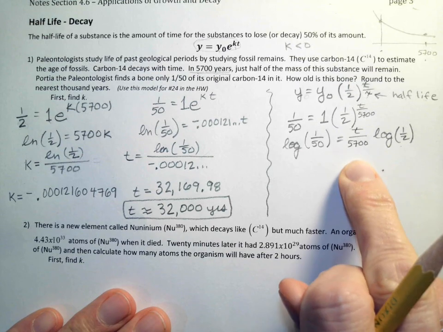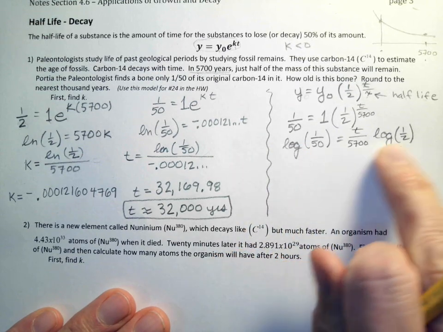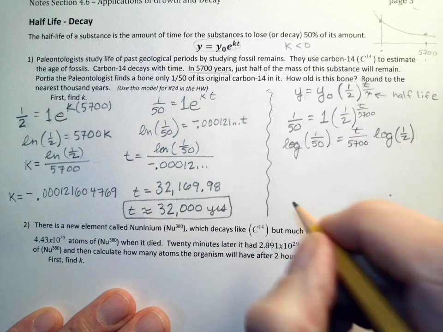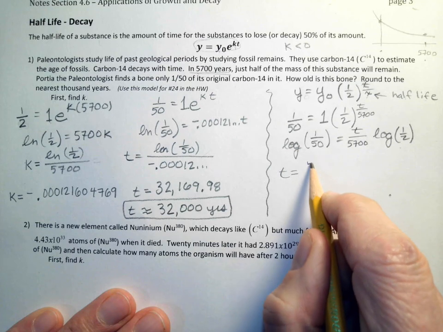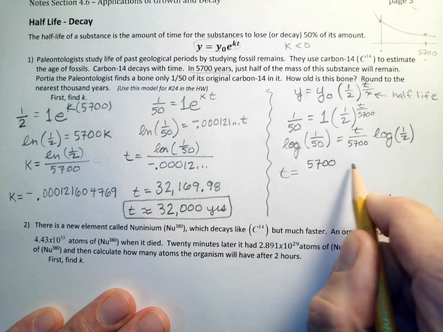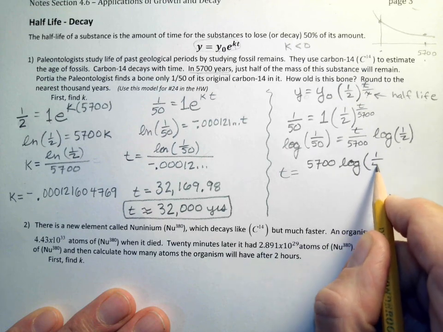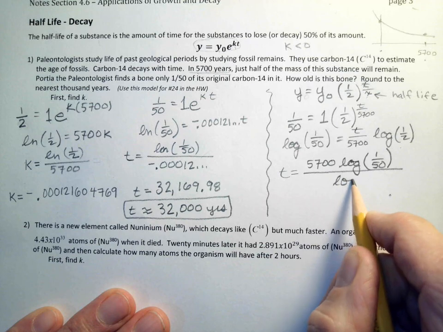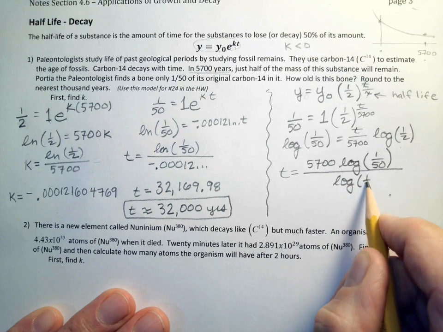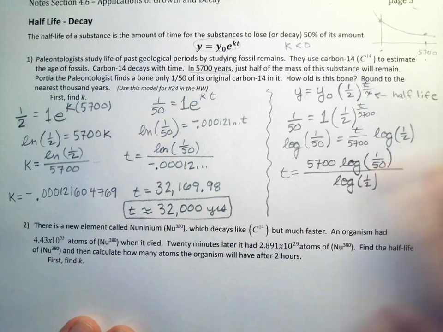All right, and so now we want to get t by itself. So I'm going to multiply both sides by 5,700 and divide both sides by log of 1/2. So t is going to be equal to 5,700 times the common log of 1/50, and then divide all of that by log of 1/2. So just be careful of your parentheses, making sure you close parentheses properly. Plug all that into your calculator. Let's see what you get.